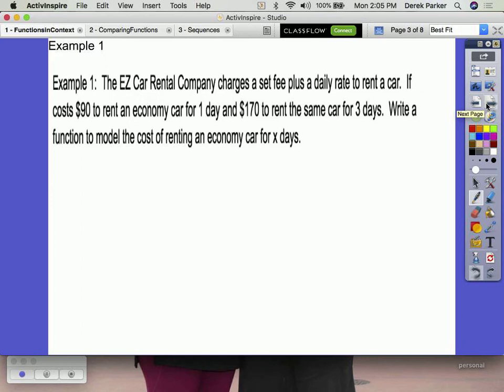Example 1: the Easy Car Rental Company charges a set fee plus a daily rate to rent a car. If it costs $90 to rent an economy car for 1 day and $170 to rent the same car for 30 days, write a function to model the cost of renting an economy car for x days.